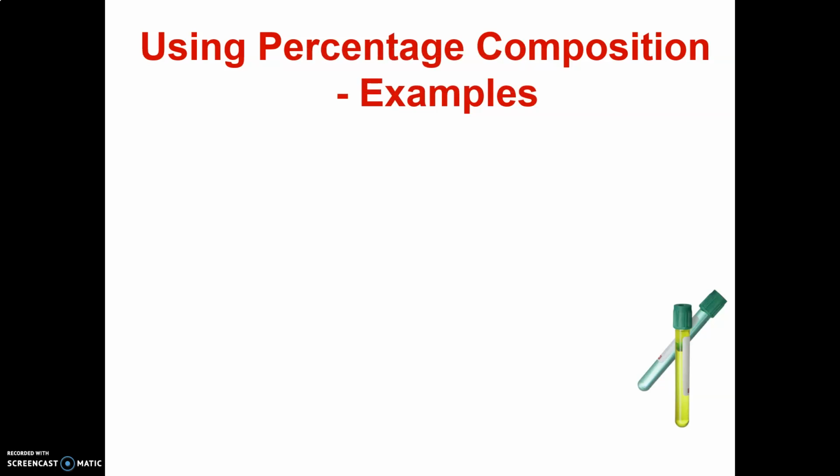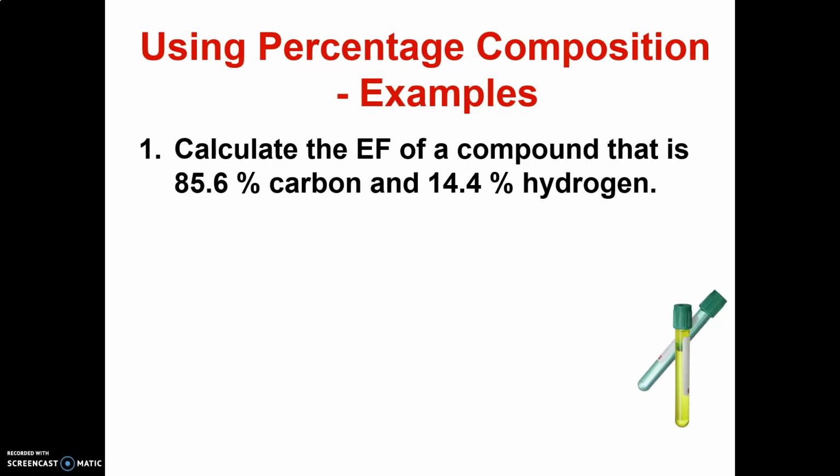Okay, using the percentage composition, an example. Calculate the empirical formula. EF is empirical formula for the compound that is made of these elements, which are carbon and hydrogen. When you're doing any example, you have to read it more than once just to realize what is given to you and how you can work it out. So he needs to calculate the empirical formula, which means the simplest ratio of a compound.